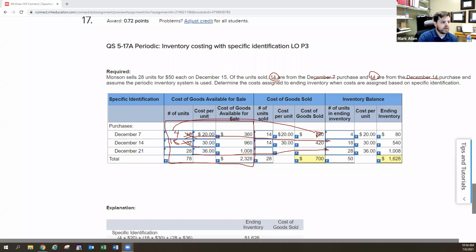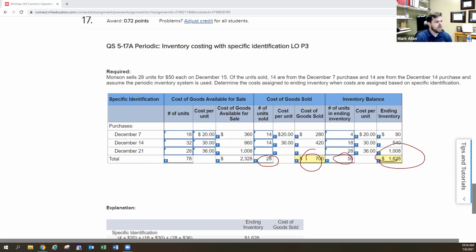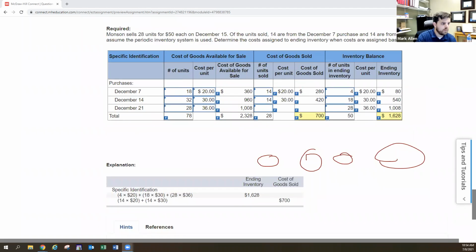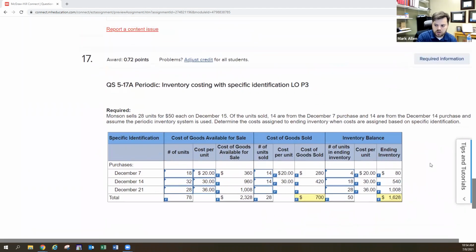So when we go back through this, we see very easily then that what I've got is 14 and 14, which is the 28 units that were sold. Gives me cost of goods sold of 700. Then I've, of course, got the 50 units left for 1628 in ending inventory. And with that, we have officially wrapped up our chapter 5 discussion on inventory.